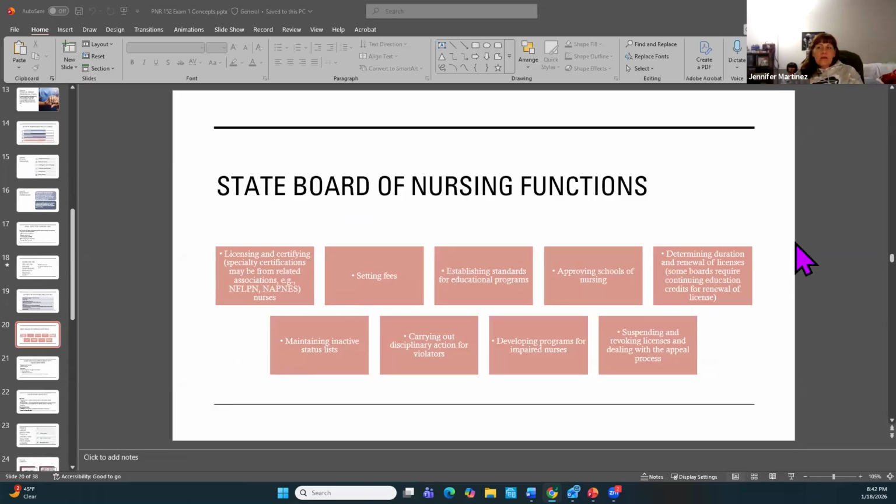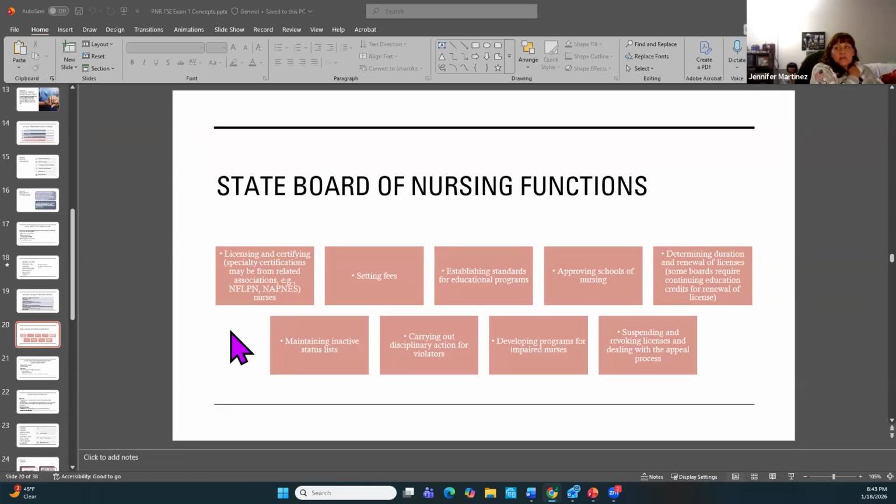So, common Board of Nursing functions. Licensing and certifying. Specialty certifications can be from other organizations as well, so your NFLPN, your NAPNES, right? Depending on where you get your certification, you get your wound certification, that's a different place. It sets the fees. So how much is it to apply for your initial license? How much is it for renewal?